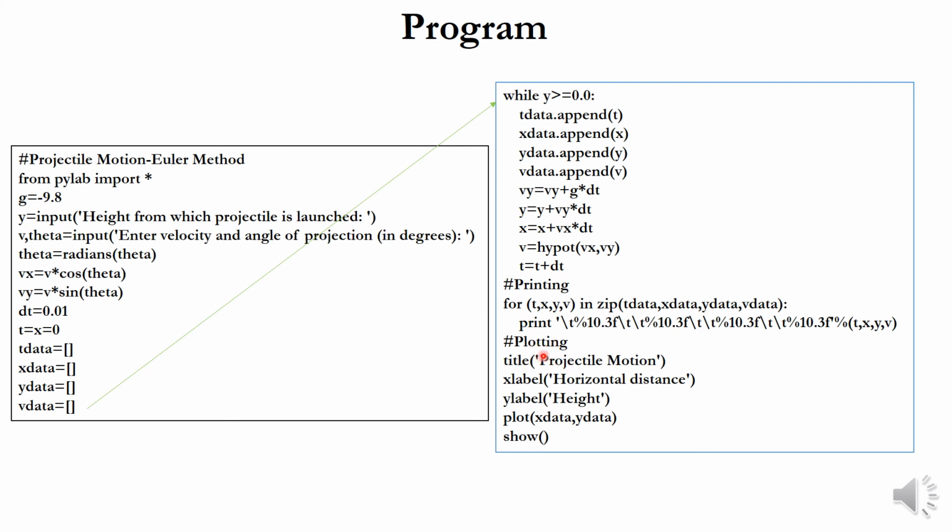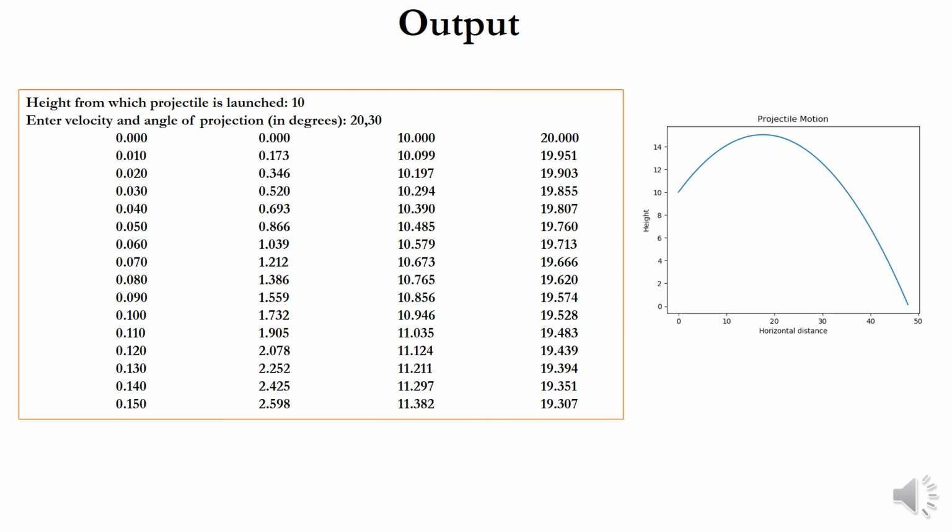Now this is the code for plotting. The title is given as projectile motion, x is labeled as horizontal distance, and y-axis is labeled height, and this x data versus y data is plotted. So the result is like this. The printed table is like this.